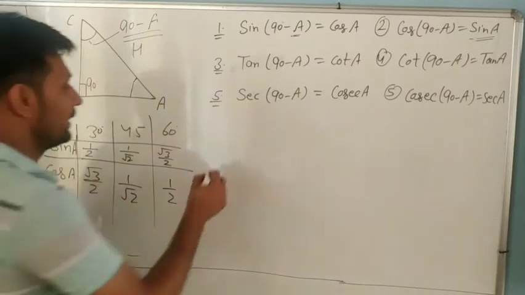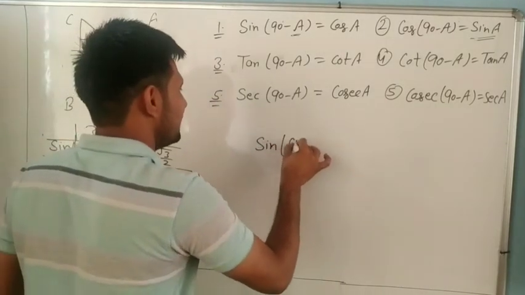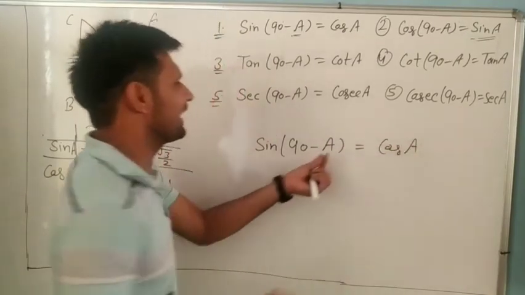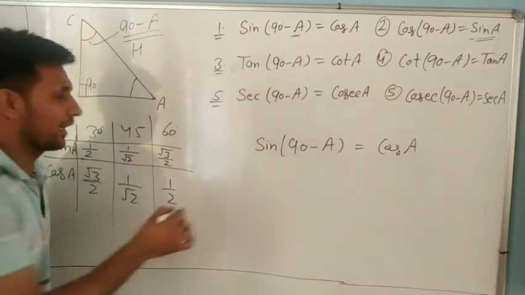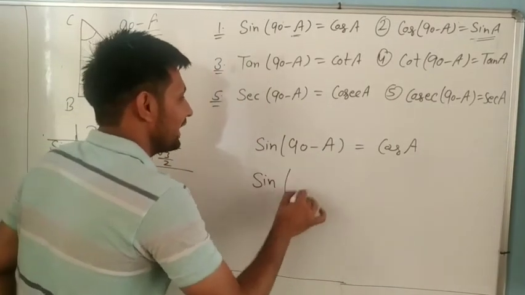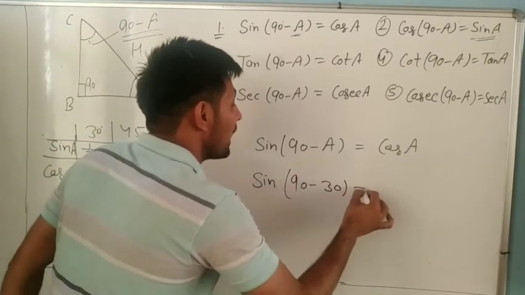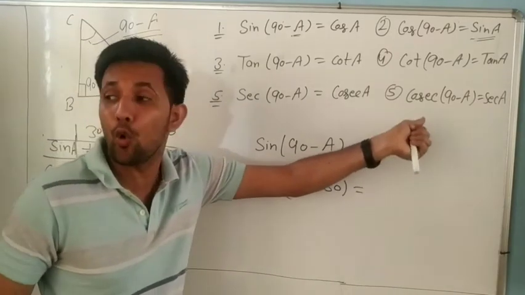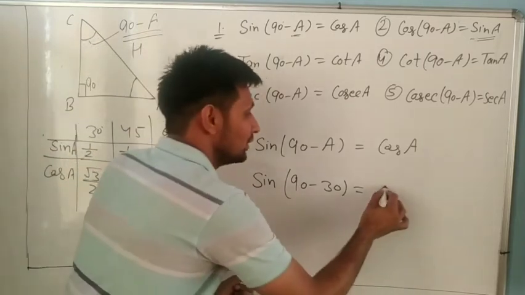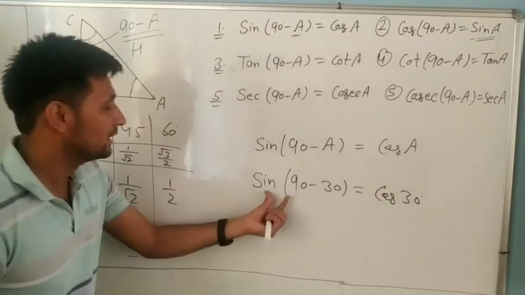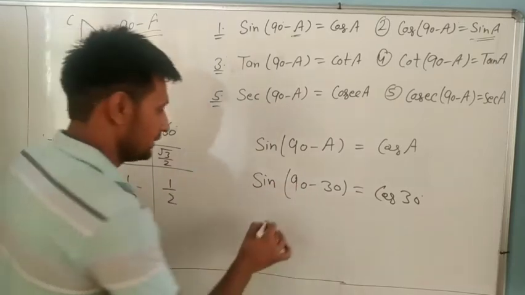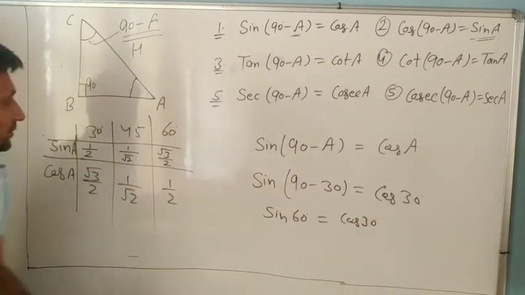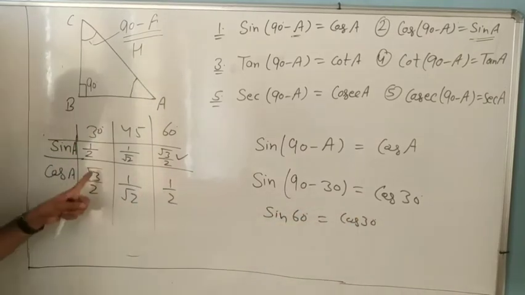Now I am taking sine 90 minus A is always equal to cos A. Any angle you can put in place of A. Suppose we are taking A as 30. Always we will write what angle we are subtracting from 90, that is A. Then we will write cos A. If we are subtracting 30, it is cos 30. Why? Look at sine 60, that is 90 minus 30. Sine 60 is equal to cos 30, or not? Check it. Sine 60 is root 3 by 2, and cos 30 is root 3 by 2.